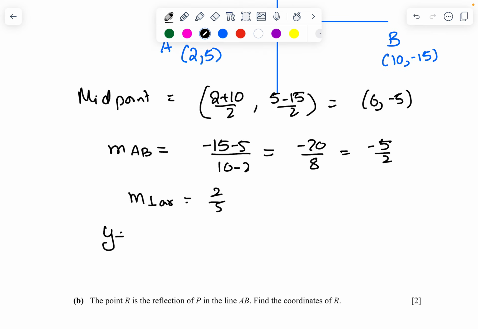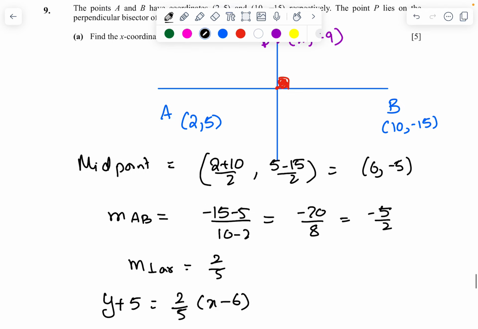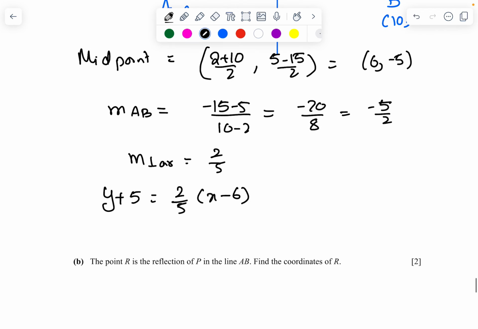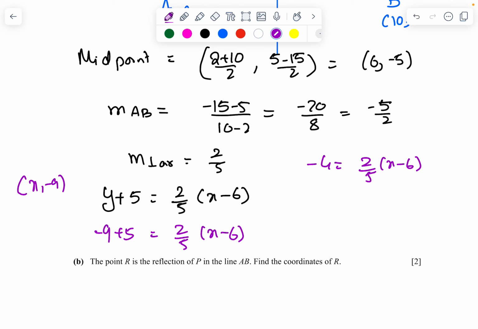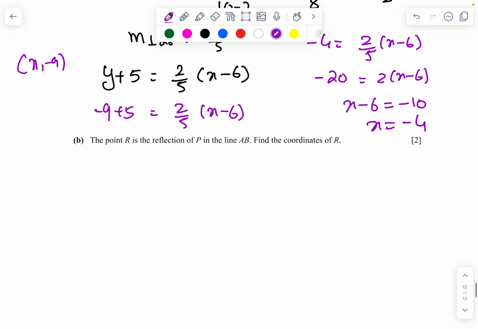y minus y1 equals m times (x minus x1). But the point (x, -9) lies on that line. So -9 plus 5 equals 2/5 times (x minus 6). So -4 equals 2/5 times (x minus 6). -20 equals 2 times (x minus 6). x minus 6 equals -10. x equals -4.